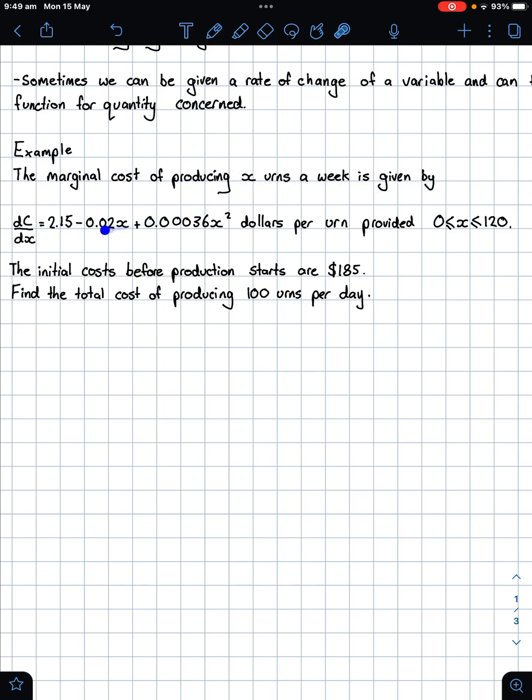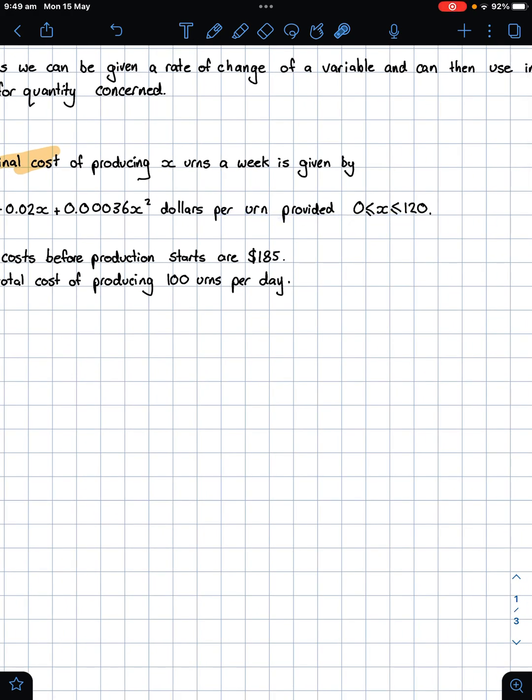is given by this function. Now, marginal cost, which I didn't actually know what it meant before doing this question, is the cost of producing an extra unit after you've already made a unit. So let me just read out the definition: the cost added by producing one additional unit of a product or service. So the idea is that we're making earns, and every time we make one after it, it's given by this rate. So we've got this function here, dollars per earn produced over an interval.